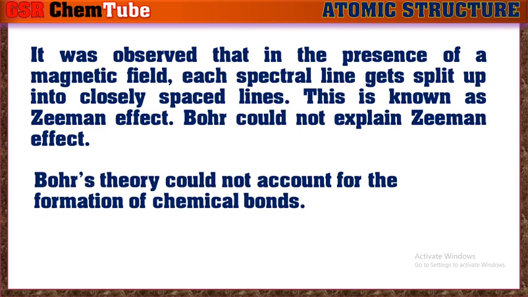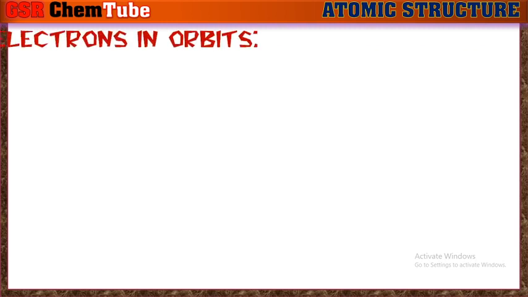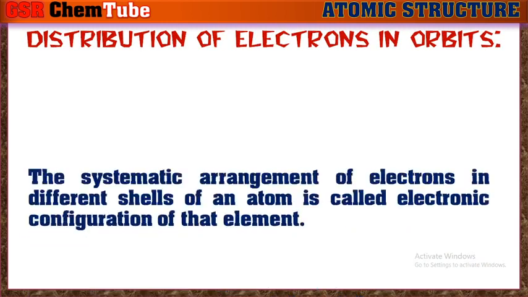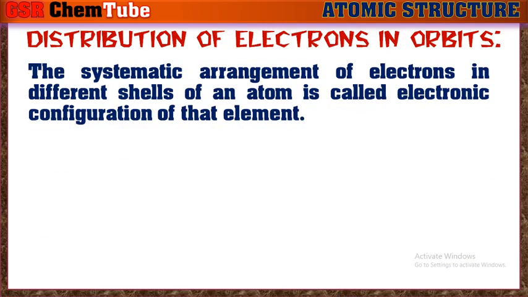Bohr's theory could not account for the formation of chemical bonds, or the distribution of electrons in the orbits. The systematic arrangement of electrons in different shells of an atom is called the electron configuration of that element.